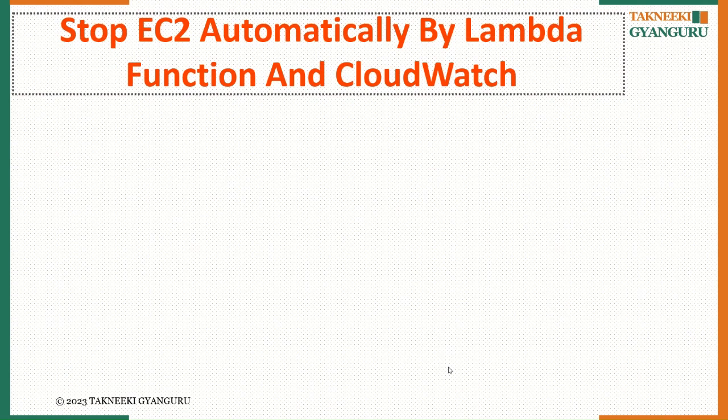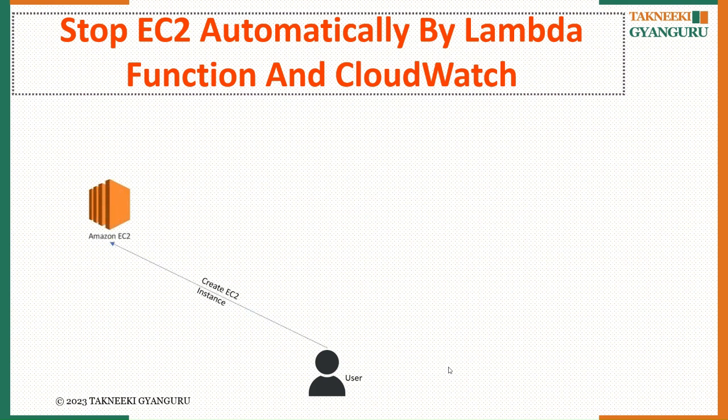Today we'll learn how to stop an EC2 machine automatically using a Lambda function and CloudWatch. So let's move. First, a user will manually create an EC2 machine, and then we will create a Lambda function.